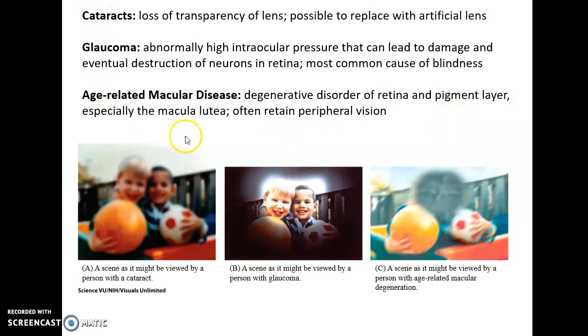So those are the three most common types of blindness. And that is it for Chapter 10.